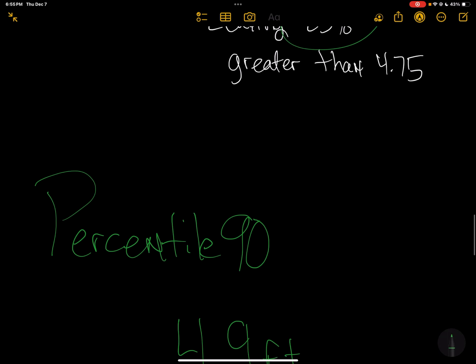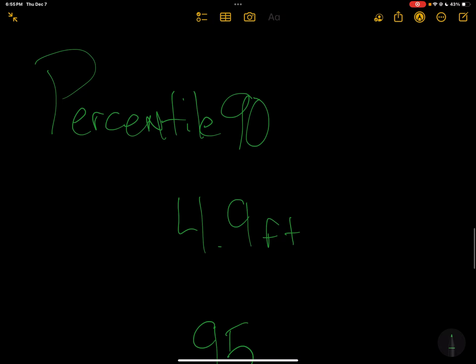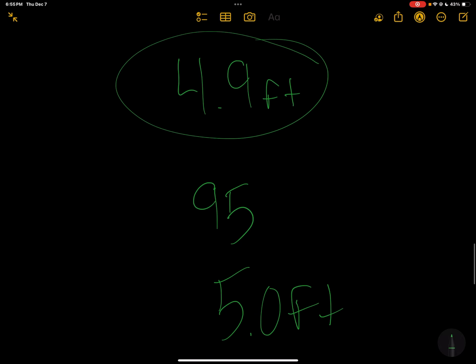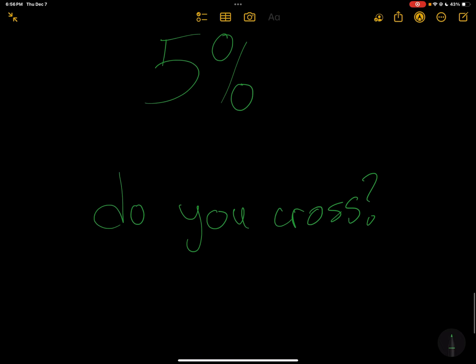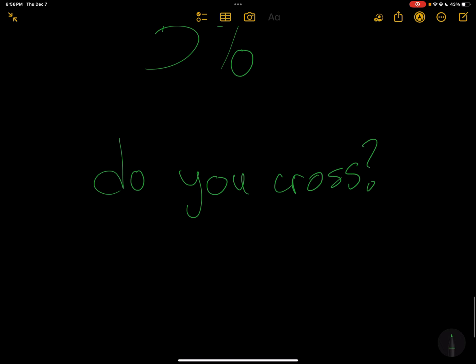So now we uncover a little bit more of the sign. We see that percentile 90 is 4.9 feet and percentile 95 is only 5 feet, which means only 5% of the remaining depths that are there in that river are going to be greater than 5 feet. So this river is going to be different. It's going to be mostly shallow, and we've only got a couple spots that are at 12 feet.